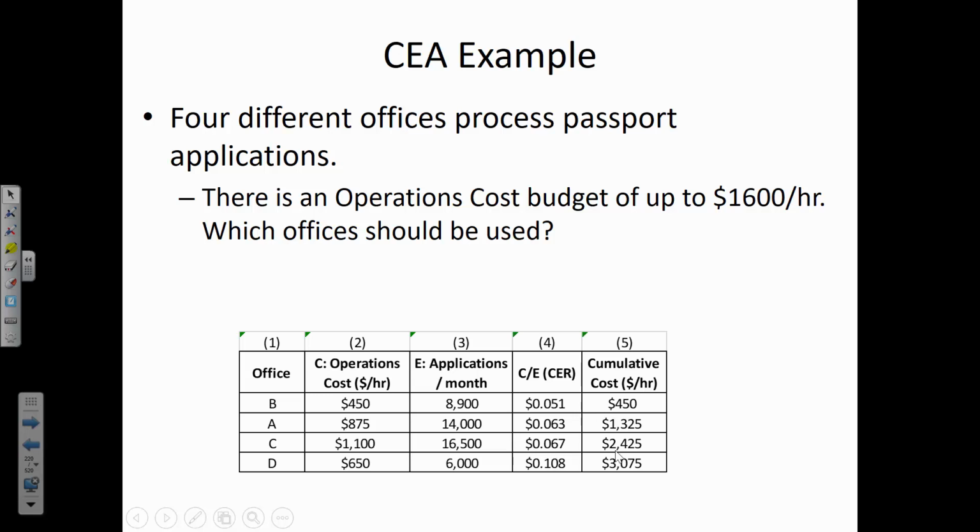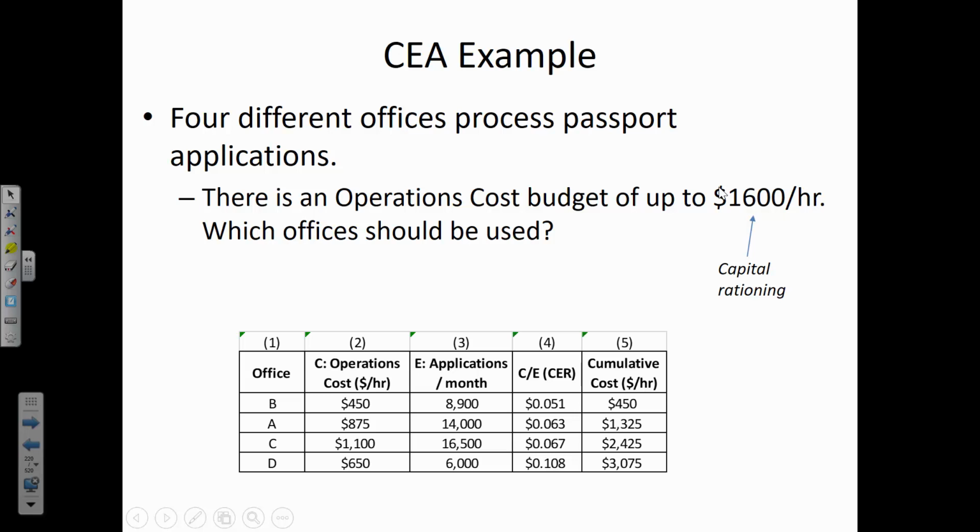And so the cumulative operating cost is saying if you have just Office B open, it's $450 per hour. But now look, if you have B and A open, then the cumulative cost to have both of them open is $1325 per hour. And so this column 5 you get by adding the operation cost of the row that you're on with the cumulative cost from the cell above. So in other words, 3075 is 2425 plus 650.